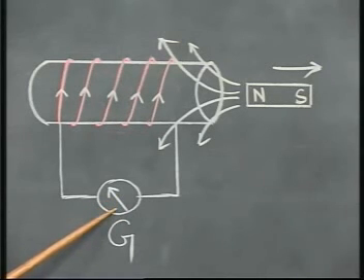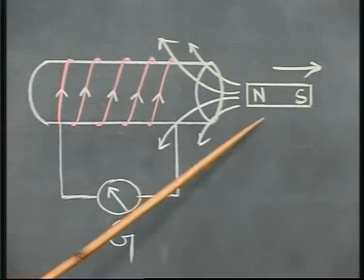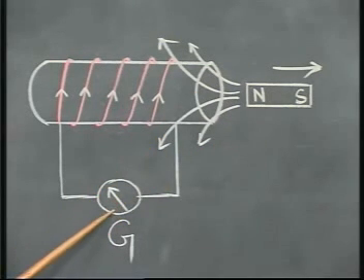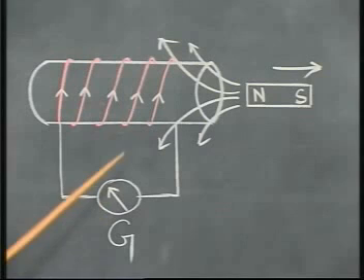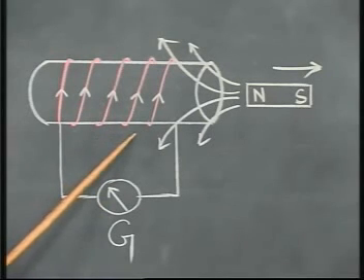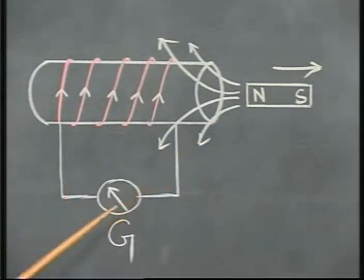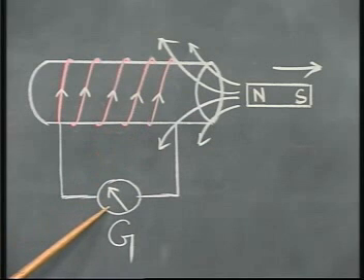And if you pull out the magnet very quickly, the deflection in the galvanometer will be more. So the amount of current depends on the rate of change of flux. If the rate of change of flux is more, then the amount of current produced in the circuit will be more.